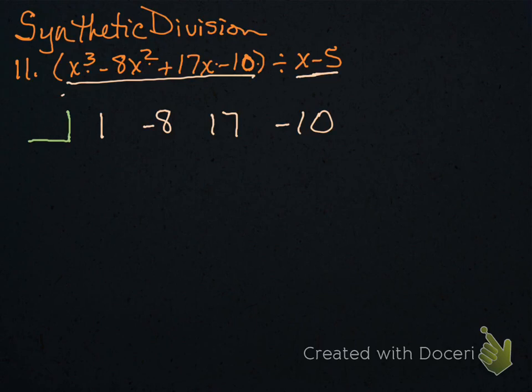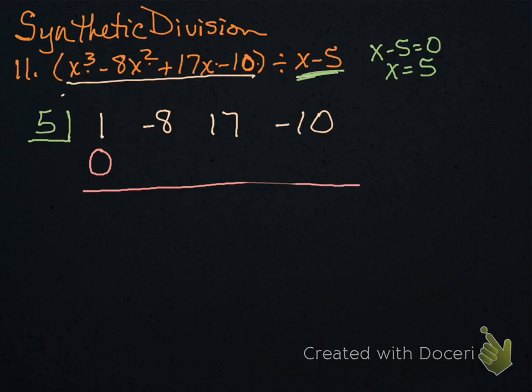This is how we show it with synthetic division. I'm going to come over here and take my x minus 5, set it equal to 0, and I get x is equal to positive 5. So I'm going to divide by positive 5. All right, the process. I'm going to do this in colors so you can see this. I'm going to start by putting a 0 underneath my first number in my line, underneath my 1. I'm going to add these together.